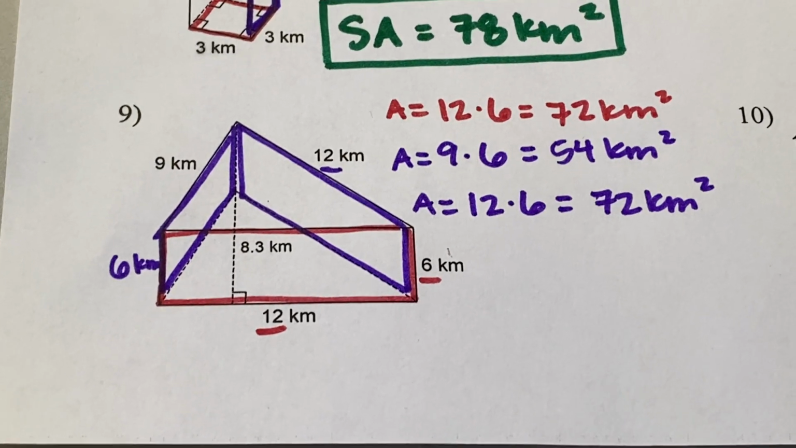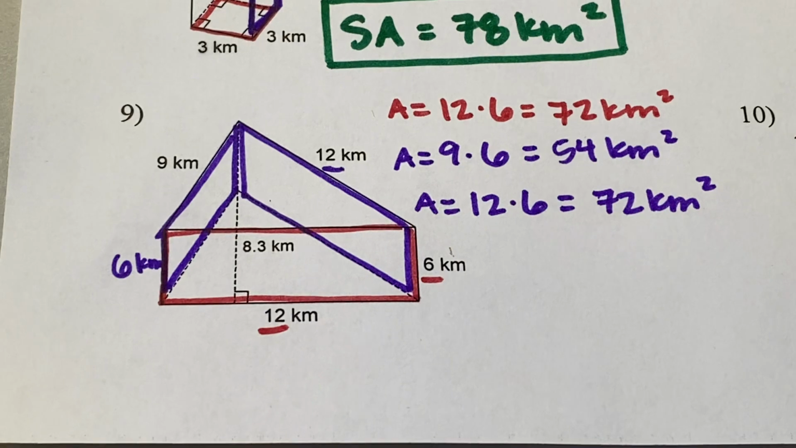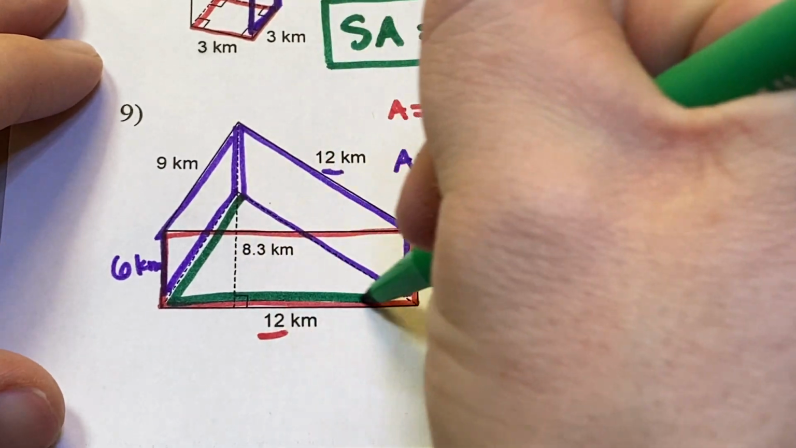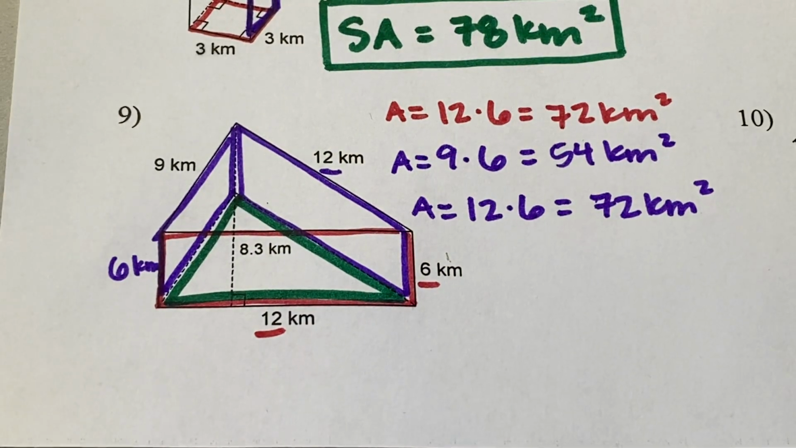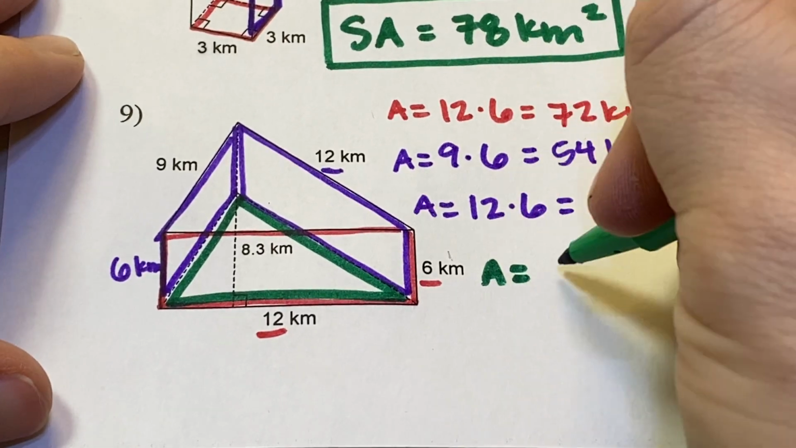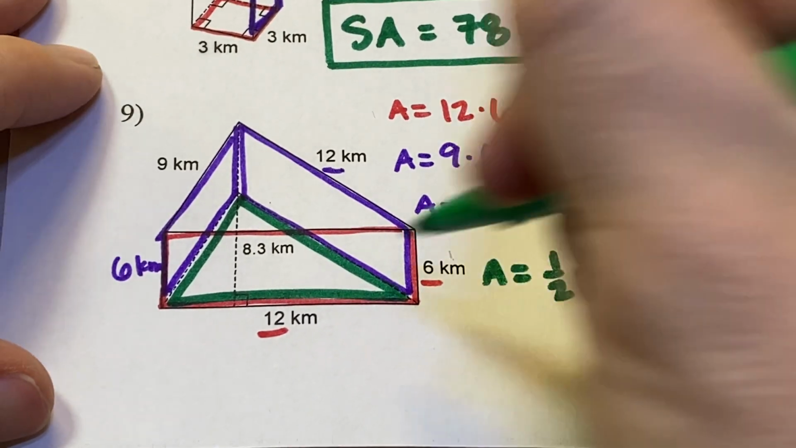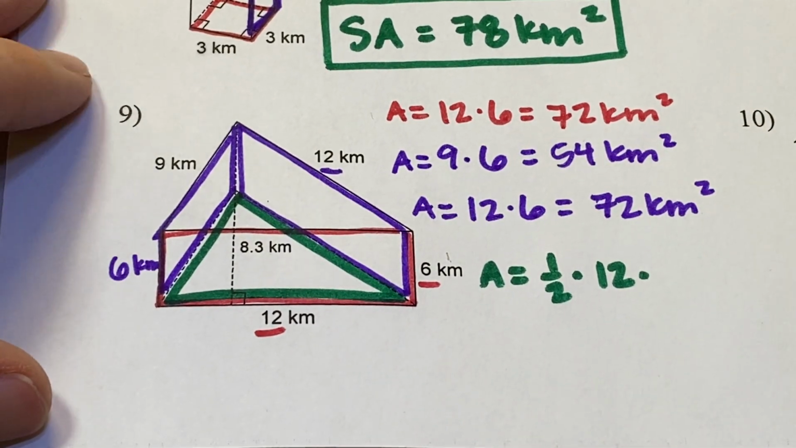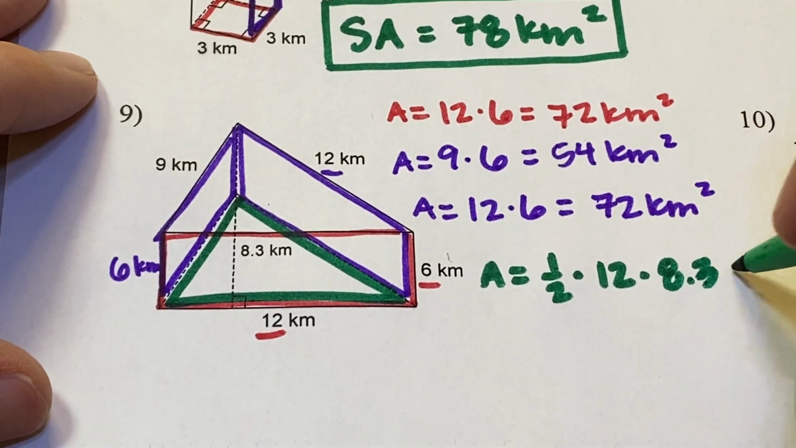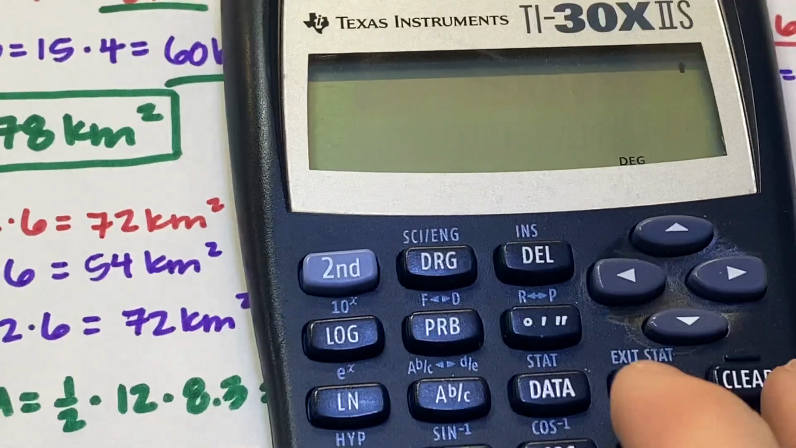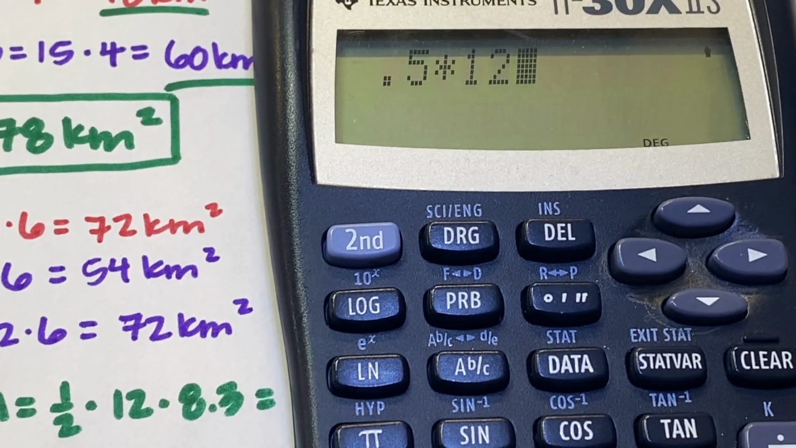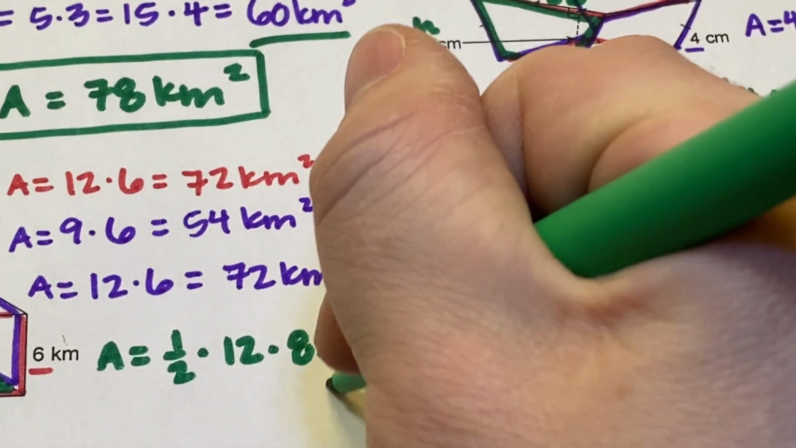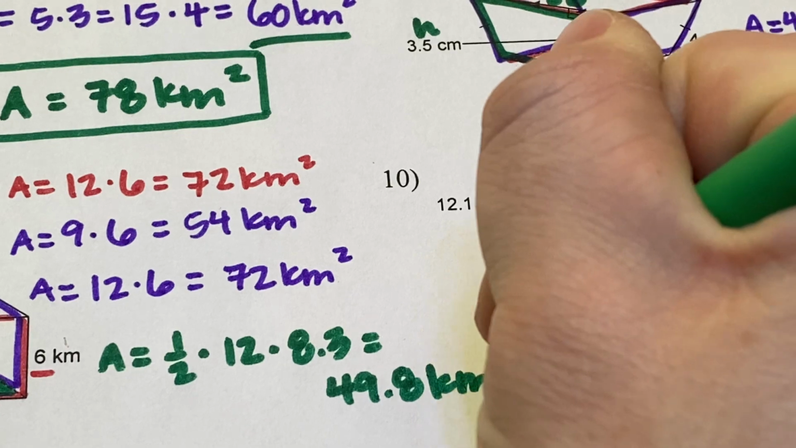So yeah, pretty big. Anyway, the last two sides we need to solve for, lucky for us, are equal, so we only need to do it once. What shape are the faces now? Triangle. So this guy is 1/2 times my base, which is 12, times my height, which is 8.3. Let's punch that in our calculator. 0.5 times 12 times 8.3 equals 49.8 kilometers squared.